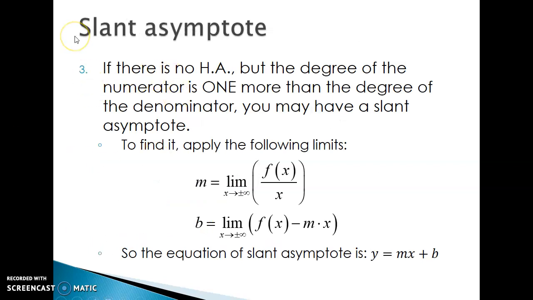The only way for you to have a slant asymptote will be if there is no horizontal asymptote. I'll leave this for another video, but in the example that I gave you, since there was a horizontal asymptote, we can conclude that there is no slant. So it's either horizontal asymptote or slant. I'll explain this in another video.